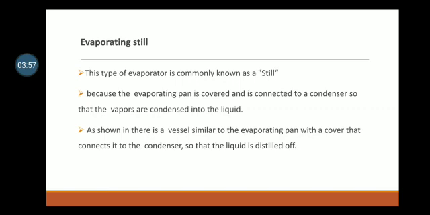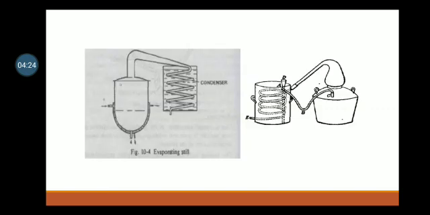Evaporating still. This type of evaporator is commonly known as a still because the evaporating pan is covered and is connected to a condenser so that the vapors are condensed into the liquid. There is a vessel similar to the evaporating pan with a cover that connects it to the condenser so that the liquid is distilled off. This is the diagram of the evaporating still, which consists of a condenser.